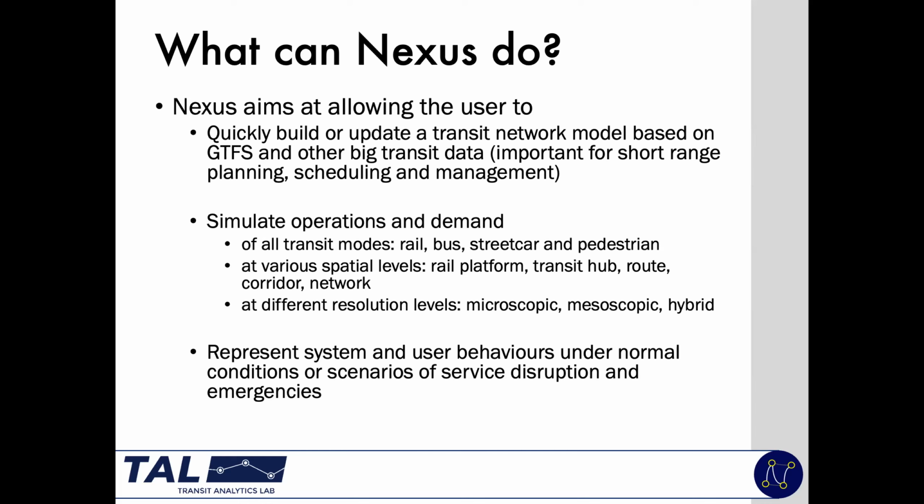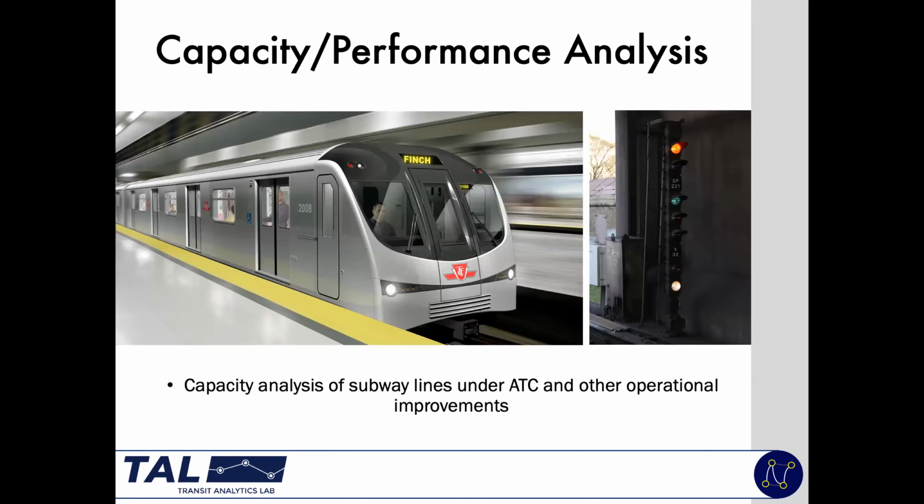The second is to simulate operations and demand, so of all transit modes: rail, bus, streetcar, and pedestrian. Do so at various spatial levels. You could just model a platform or do the entire hub, or go over to the route or route corridor or network levels. And then finally, choose the appropriate level of resolution that needed to be modeled, whether it's microscopic for very detailed analysis, mesoscopic, or some sort of hybrid approach. And finally, to be able to model not just the supply side, but also agent behavior under both normal conditions or scenarios of service disruption and emergencies.